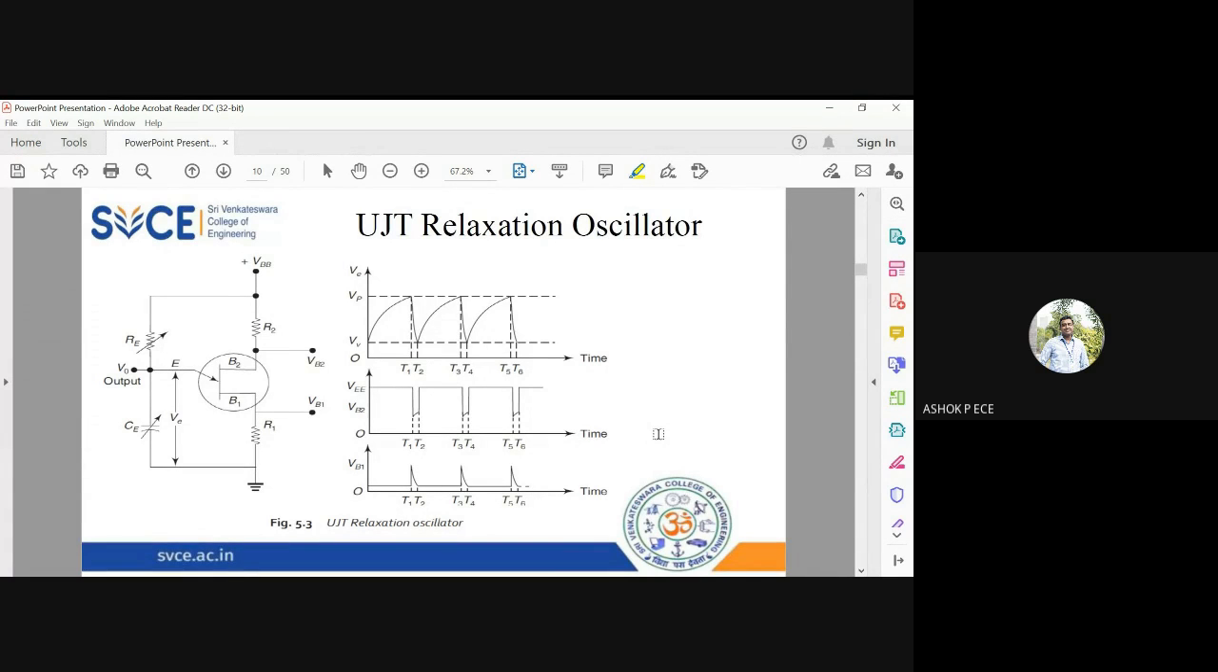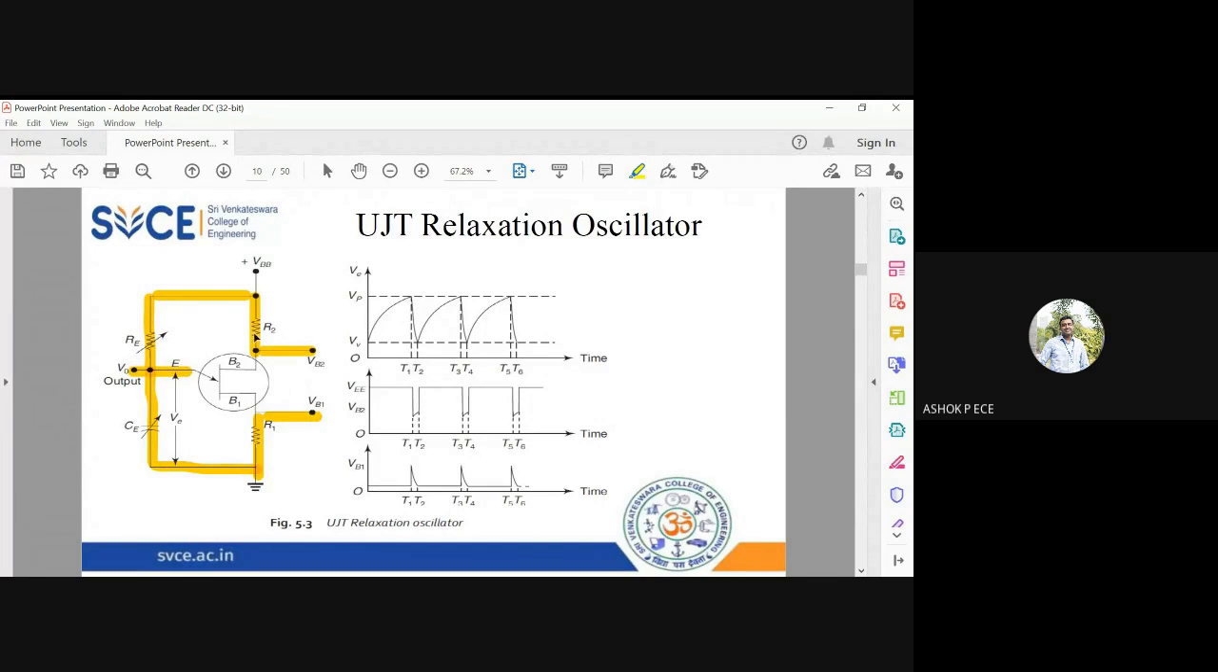It is relaxing for most of the time, or I can say it is off for most of the time. Only when a trigger pulse is given, the device will be on for a very short duration of time. And see here what I am connecting. So I'm taking a UJT. I'm connecting external resistance R2 and R1. I'm connecting RE and CE. Across the emitter, I'm connecting resistance and capacitance. And I'm measuring the voltage VB1 and VB2, and I'm taking the output from the emitter.